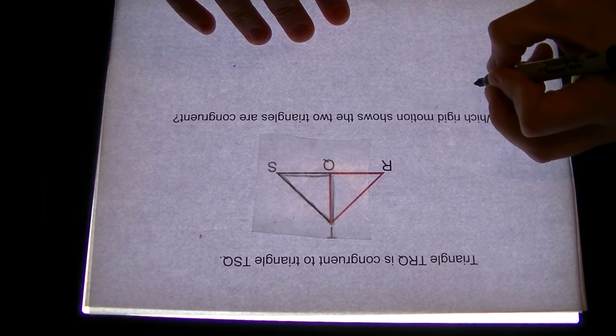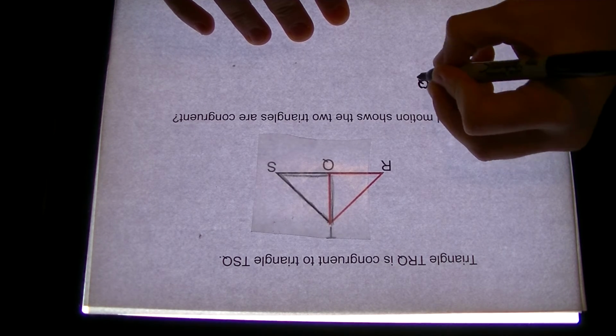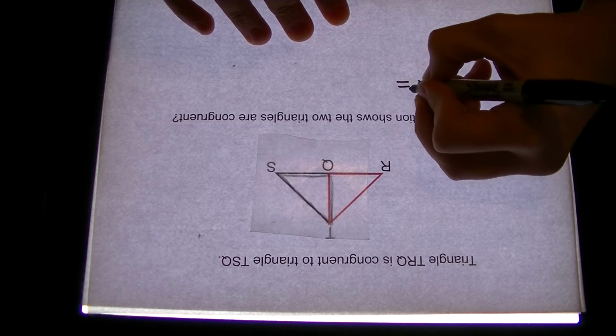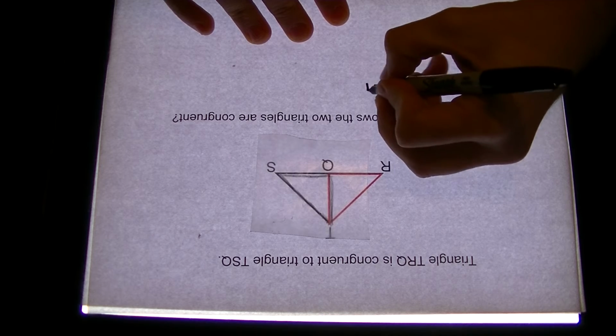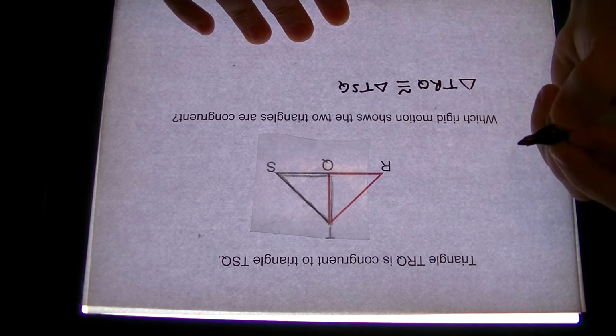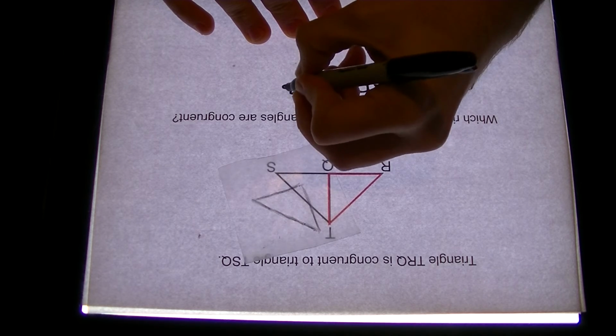So I can show that triangle TRQ is congruent to triangle TSQ by reflection.